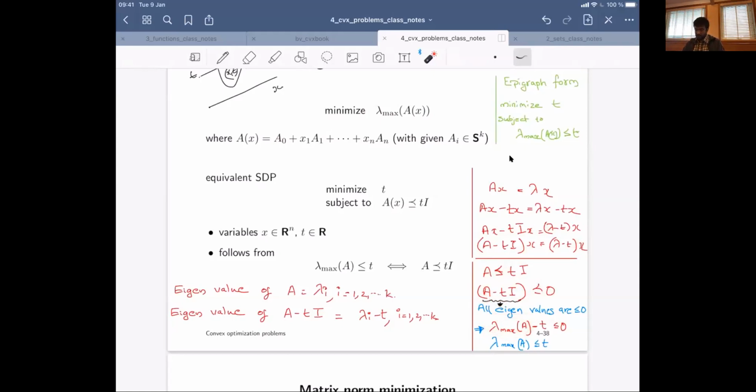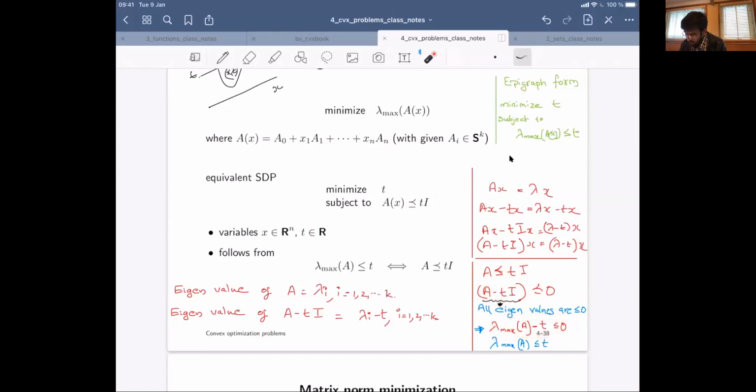Say it again. What I'm saying is, if all the eigenvalues are less than or equal to 0, that means you have eigenvalues like -1, -2, or -20, something like that. So the maximum of that is -1, which will also be less than or equal to 0. So this is equivalent to this.